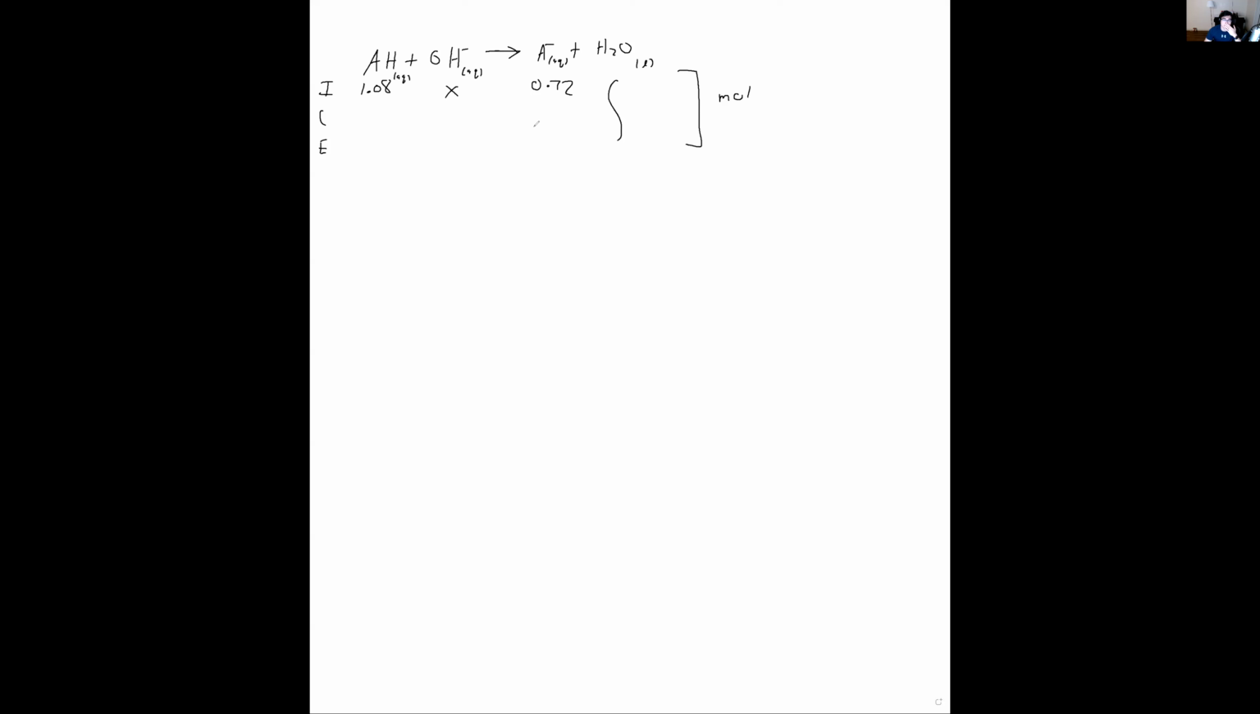So this is the way I would do it. Okay. You get 1.08 minus X, and then 0.72 plus X. That's 1.08 minus X. That's 0.72 plus X. Great. Then we can go ahead and use the Henderson-Hasselbalch equation.